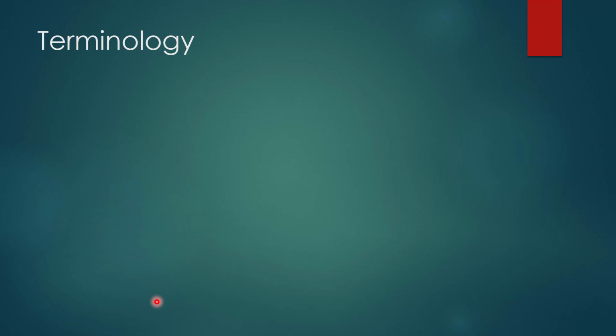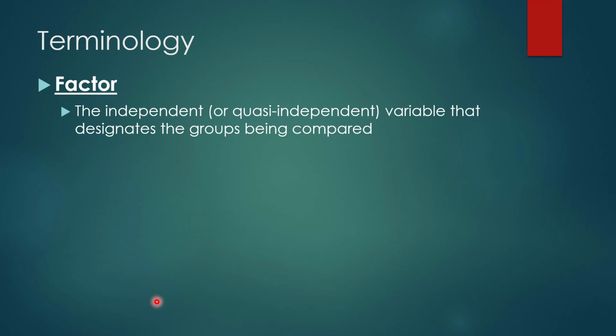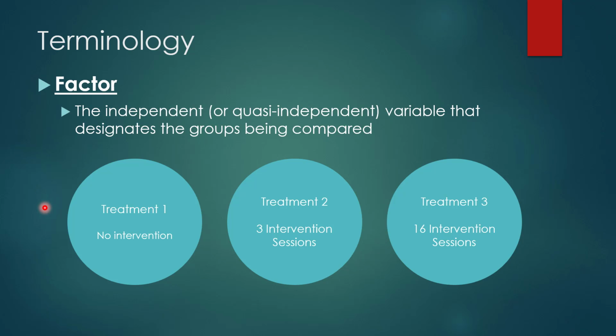So just to go over some terminology, this word factor, and I believe we've had this before, but the word factor is the independent or quasi-independent variable. So it's that independent variable, and we call it a factor, that designates the groups that are being compared. So here we have one factor with 3 different levels of treatment. So one factor is the intervention, okay?